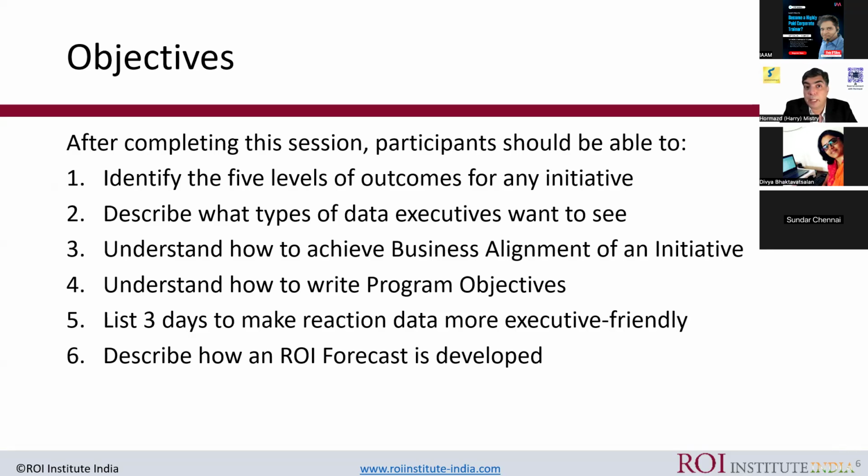By the end of the session, you should be able to identify the 5 different levels of outcomes for any programs or initiatives. What are the different types of data that executives like to see? Understand how to achieve business alignment for any initiative. Understand how you could write program objectives. Then you should be able to list 3 ways to make reaction data more executive friendly. And finally, you should be able to describe how an ROI forecast is developed.